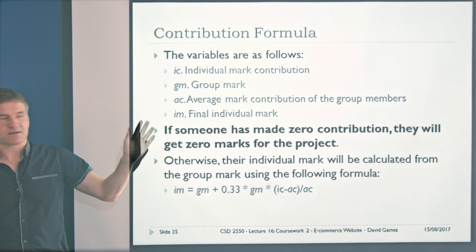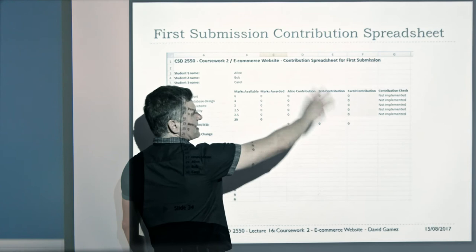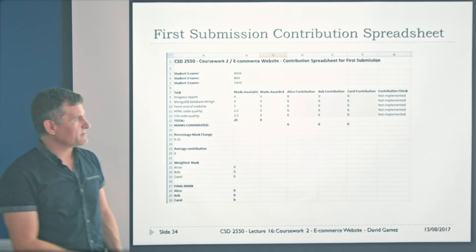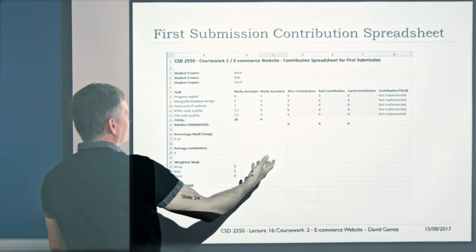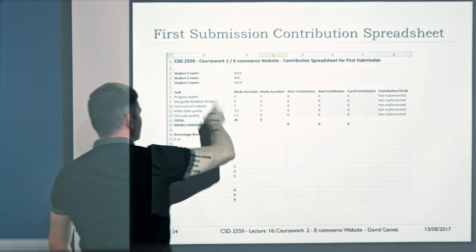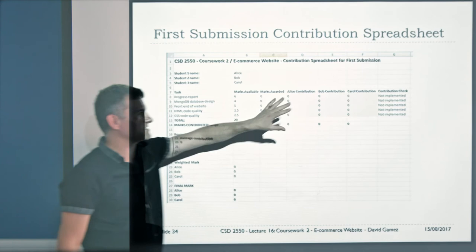So when you're planning out the work, make sure everyone gets a chance to contribute something. Because otherwise, if this number's zero, Carol will just get zero, okay? And then she's likely to fail the project. If I was Carol, and wasn't particularly keen on the technology side, then you could still do the progress report and make some contribution there, for example. Or maybe Bob can't stand writing HTML and CSS, but maybe Bob could do the database design. So when you're planning out the work for your projects, start with thinking about how each person can make some contribution, otherwise you're just going to get no marks.